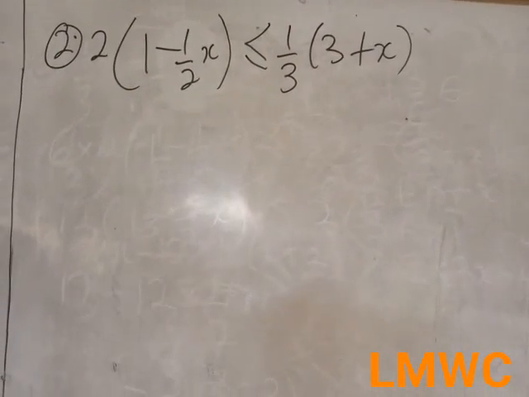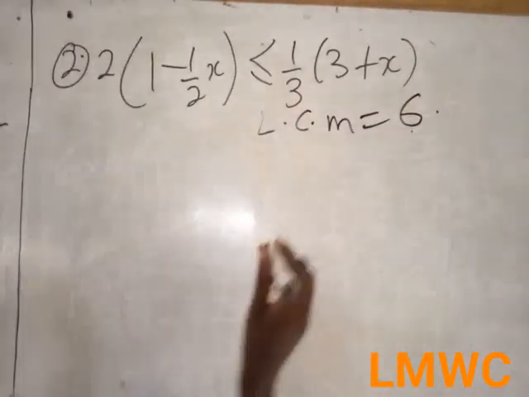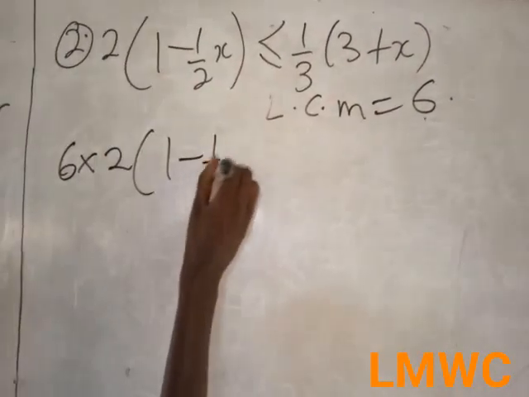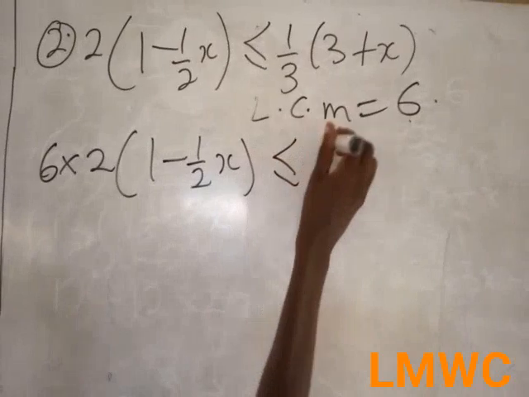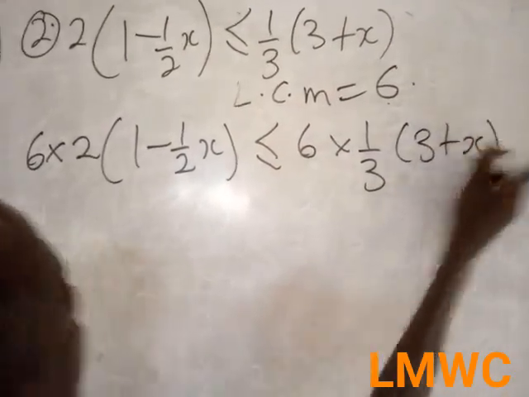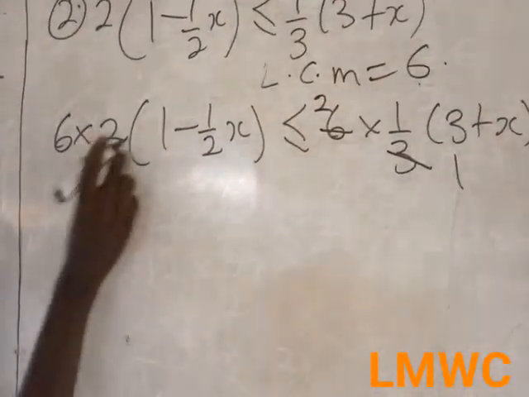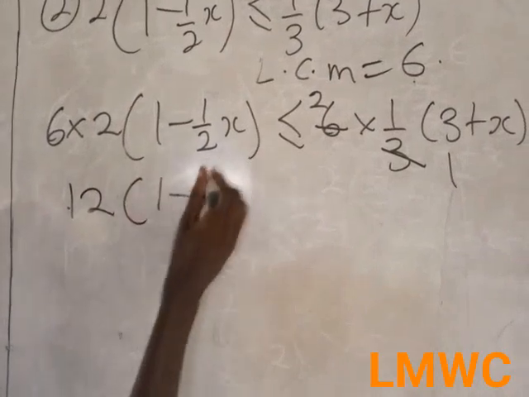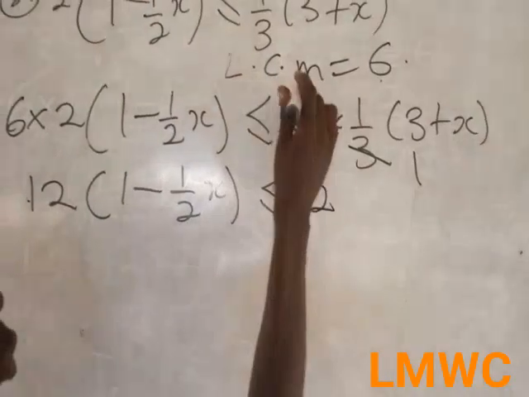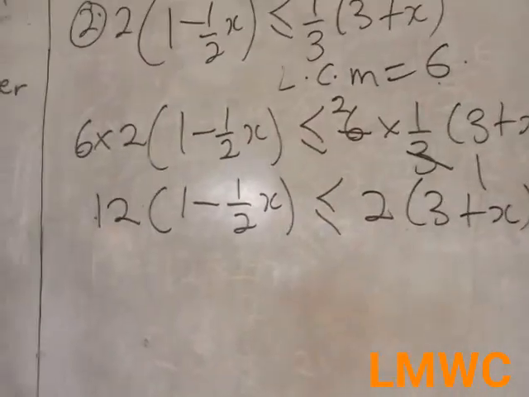This is question 2. And our LCM is 6. You multiply through by the LCM. 6 times (1 minus half x) less than or equal to 6 times 1 over 3 (3 plus x). 3 goes here 1, 3 goes here 2. So 6 times 2 we have 12. 1 minus half x less than or equal to 2, because 2 times 1 is 2, (3 plus x). Let's remove our brackets.